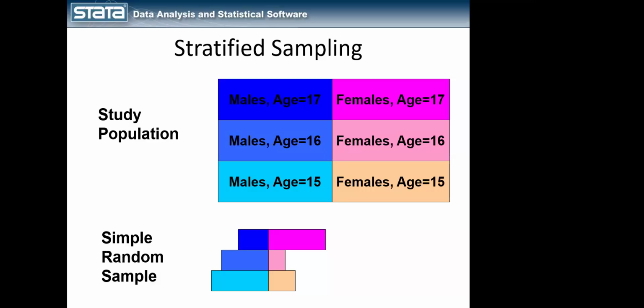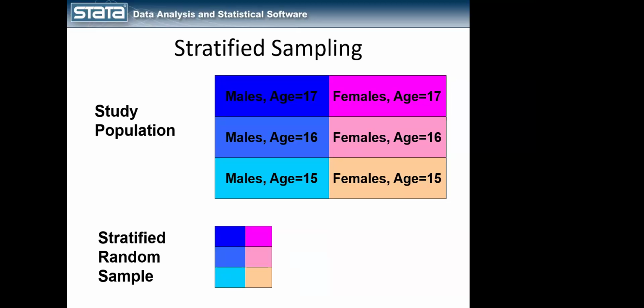If we were to just go out and draw a simple random sample, we could end up with an age and gender distribution that's completely screwed up. And I've used the shape or the size of each of the boxes to sort of represent the number of people or proportion of people. So we could end up with way too many 17-year-old females and way too many 15-year-old males and not enough 16-year-old females and so forth. So what we would like to do with stratified sampling is even this out so we can guarantee that we have the correct proportion of 17-year-old males and 17-year-old females, 16-year-old males, and so forth.